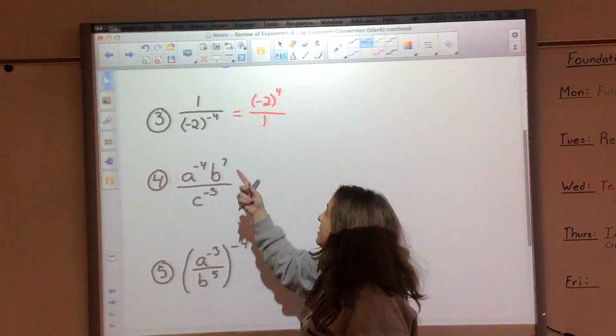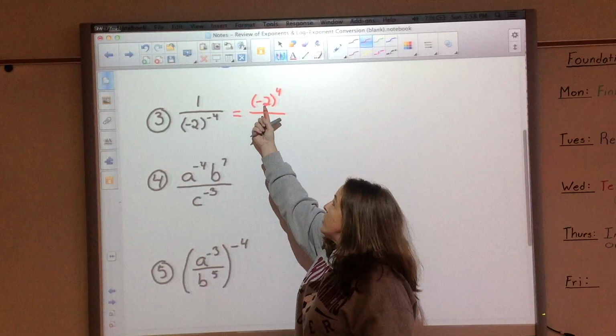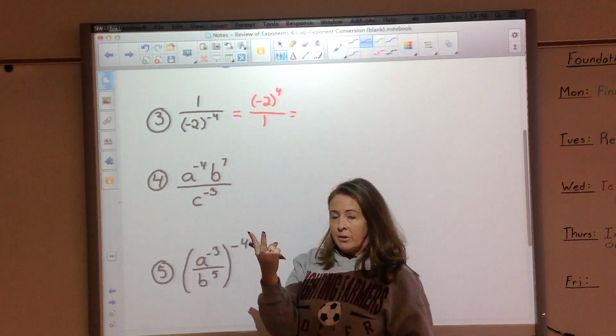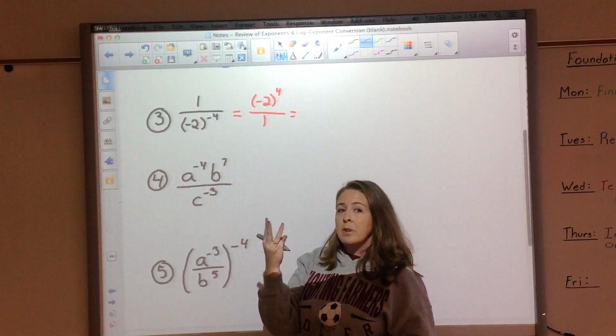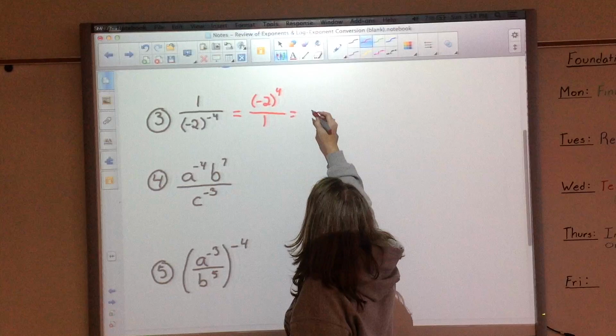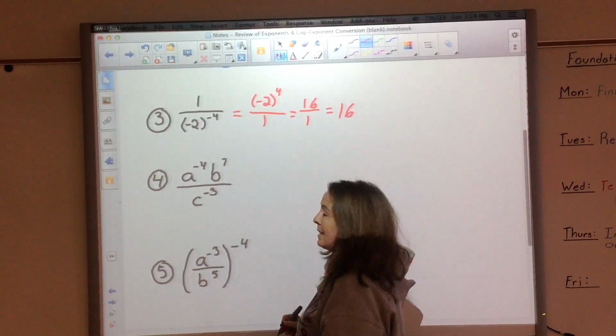Now we just have to look at this and decide, can I simplify this? Well, sure. We can do negative 2 to the 4th power. We know that negative 2 times negative 2 is positive 4, times another negative 2 is negative 8, times another negative 2 is positive 16. So this is really just 16 over 1, or 16.